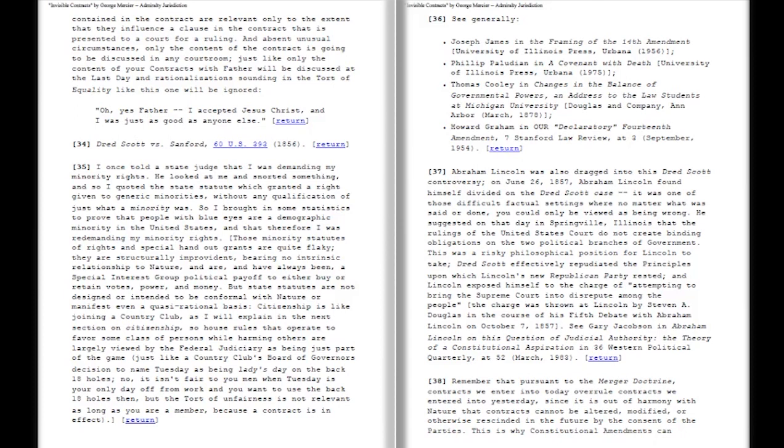Return 36. See generally Joseph James, The Framing of the 14th Amendment, University of Illinois Press, Urbana, 1956.